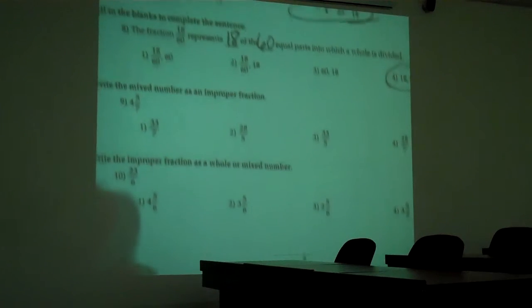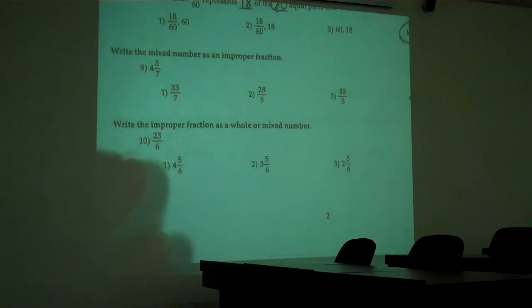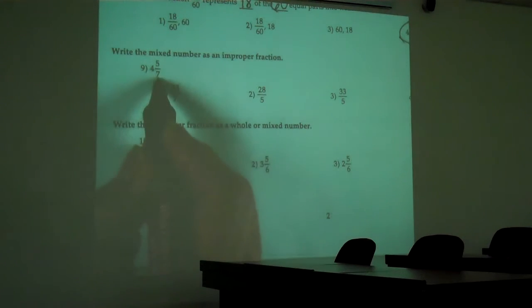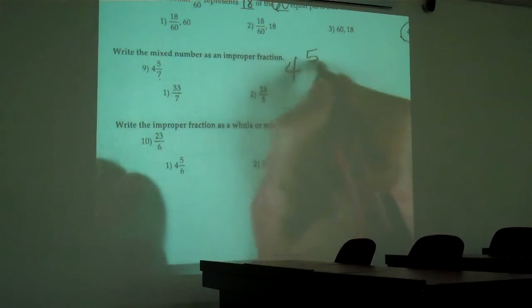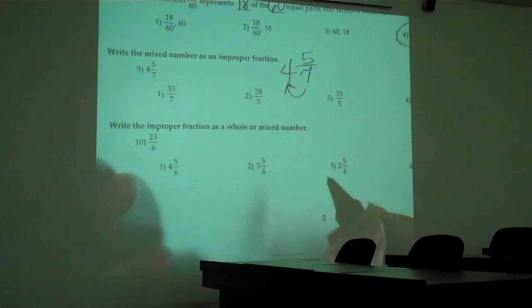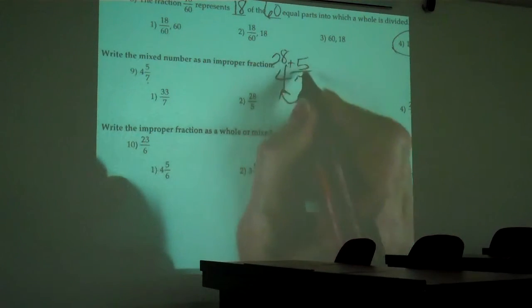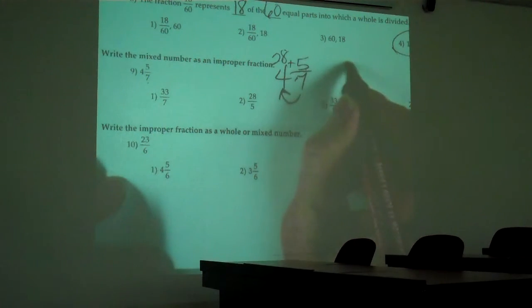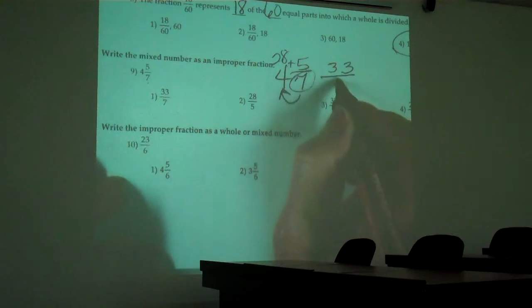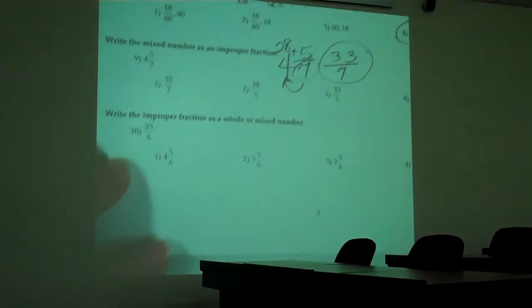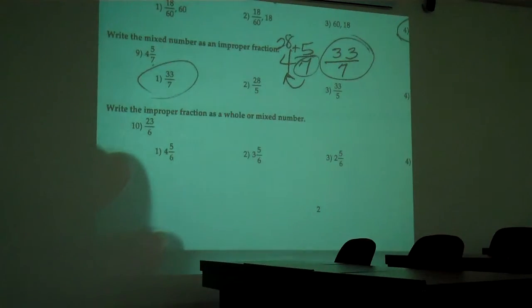Write the mixed number as an improper fraction. How do we do that? Multiply first. We have 4 and 5/7, and I'm then going to add. I'll write it a little bigger so it'll be easier to see on the video. 7 times 4 is 28, plus 5 is 33, right? The bottom stays on the bottom. 33/7. So number 1. And I probably will not have these multiple choice, so make sure you know how to do it.